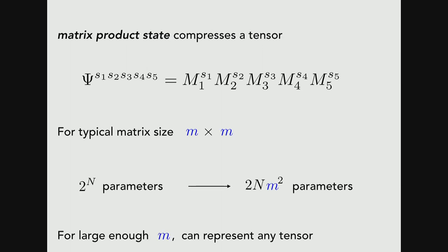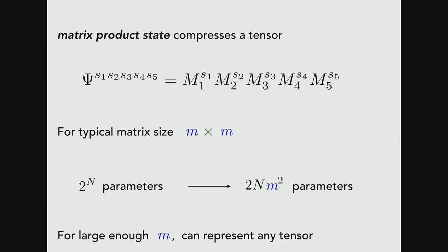So now some basic facts about it. I already touched on those in some of the questions, but let's say the typical size of the matrices is m by m. As I mentioned, on a finite size system, the first one might have to be 1 by m or something. But let's say typically the ones in the middle are m by m. Then if you do some counting, you can see that this takes the full wave function, which has to have 2 to the n parameters, to just 2 times n, because there's 2 matrices on each site for n sites, times m squared parameters, because every matrix has m squared entries in it. So that's a massive compression.